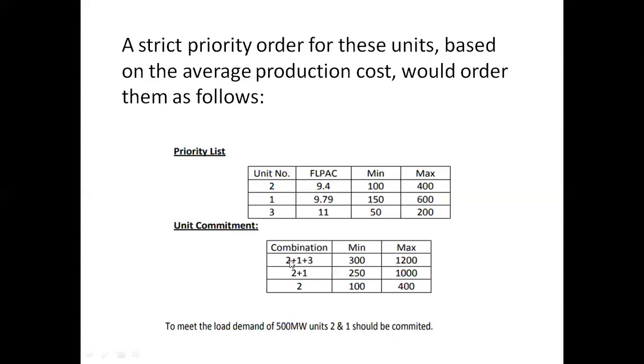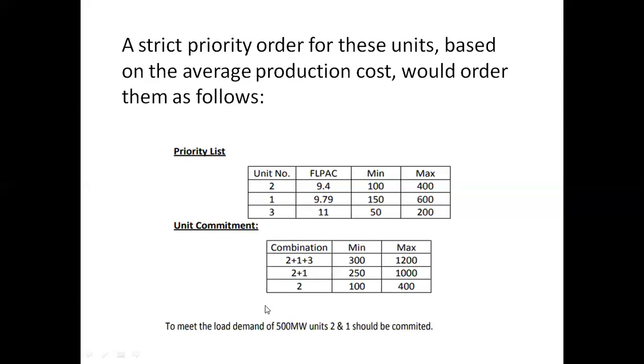The main thing is the sequence. It is written in the sequence of 2 plus 1 plus 3, meaning we have to commit unit 2, followed by unit 1, followed by unit 3 when all 3 units are in running condition. And when 2 units are in running condition, first we have to commit unit 2, then unit 1. When a single unit is in running condition, we have to commit unit 2.